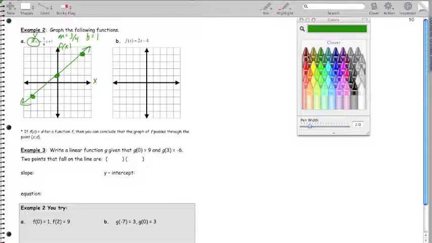Okay, let's try letter B. My slope is 2. I'm going to put that 2 over 1, and my y-intercept is negative 4. So I'm going to go down 4. I'm going to go up 2 over 1, up 2 over 1. You don't have to put all of them in. It helps me to keep my line straight, but it's not necessary. There you have it. You just graphed f of x, the function notation of 2x minus 4.